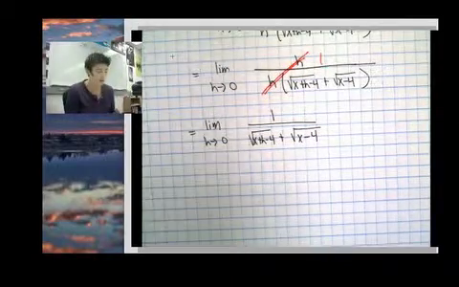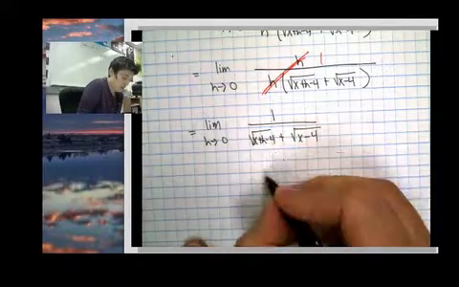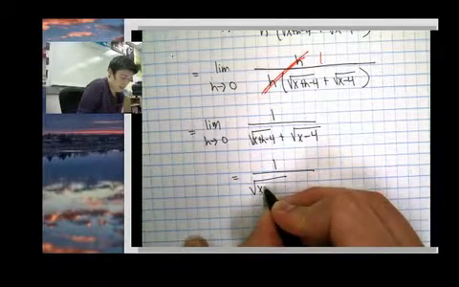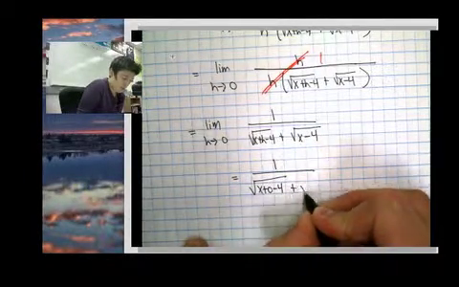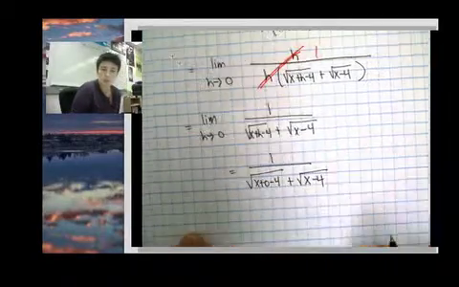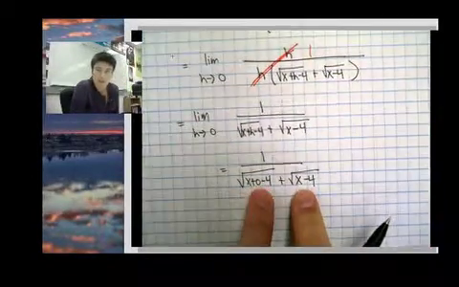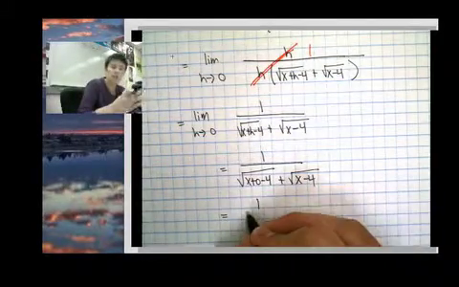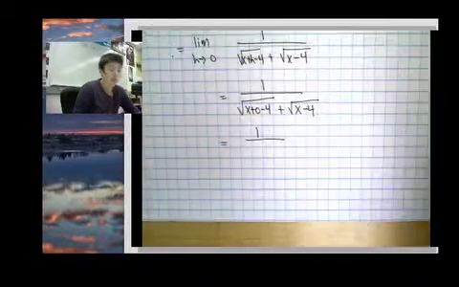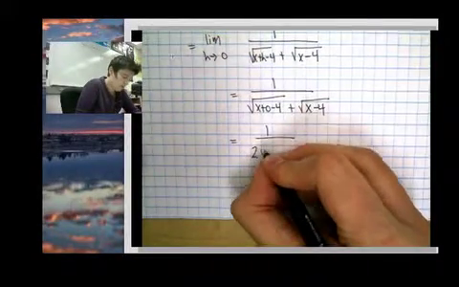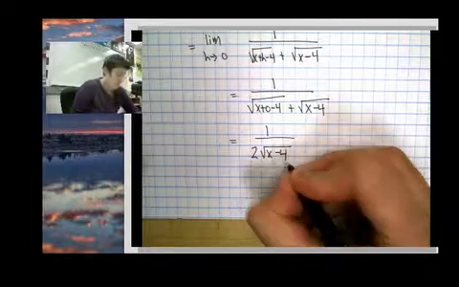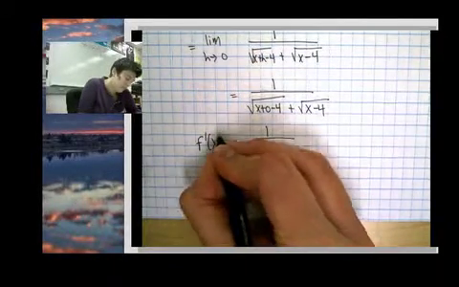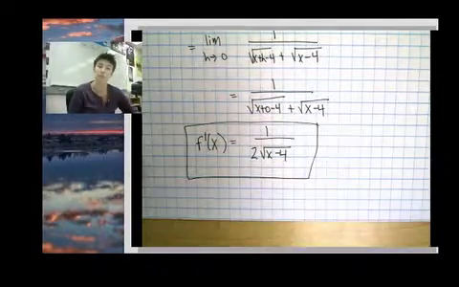We can put the 0 in for the h and get equals 1 over square root x plus 0 minus 4 plus square root x minus 4. Which in reality, these are the same thing. So if you're adding them together, you've got 2 of them. So we've got 1 over 2 square root x minus 4. And that's my answer. That's my f prime of x.